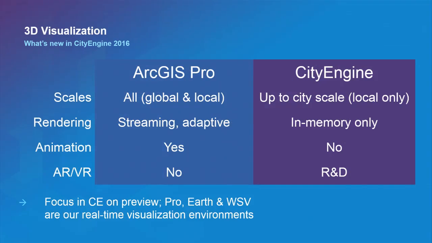In terms of visualization capabilities, ArcGIS Pro is building a big graphics cache in the background. It can handle huge amounts of data from global all the way down to the local. So you can go all the way down inside a building. We've got a lot of examples now in facilities management. CityEngine is really focused on that city scale and down. ArcGIS Pro has this streaming and adaptive system whereas CityEngine is all in memory. So how much you can put in a CityEngine scene is really based on your extent and the level of detail of the data that you have.